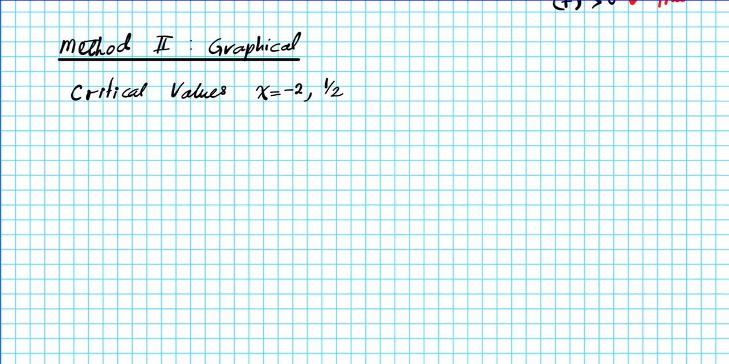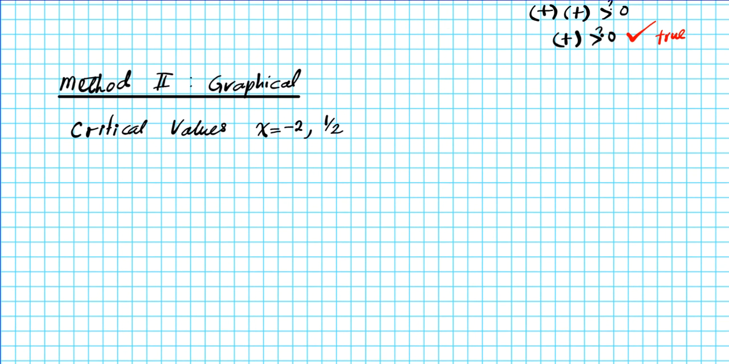Now your graph doesn't have to be perfect. All you want to do is take a look at the quadratic function and see which portion of it satisfies the condition that's being placed on it. Alright, so what we're going to do is graph the quadratic. The quadratic that we're looking at, again, is 2x squared plus 3x minus 2 is greater than 0.